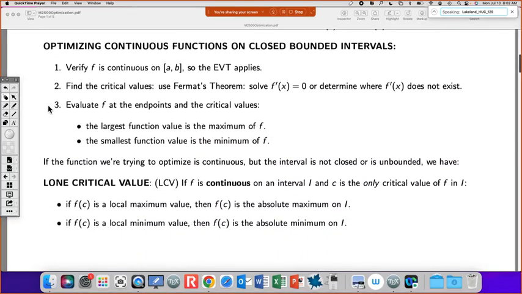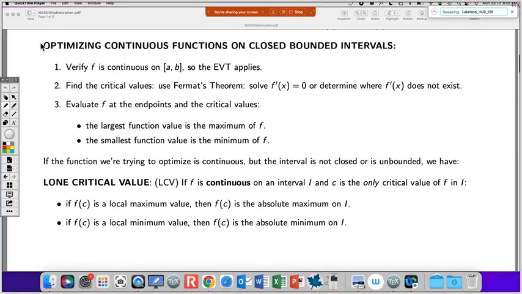And so last Monday, we kind of came up with this scheme, optimizing continuous functions on closed bounded intervals. And you did a couple of these on your take-home and your test as well. Okay, so hopefully this is fresh in your mind.